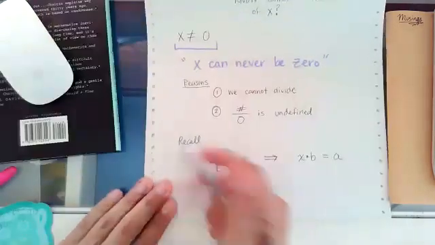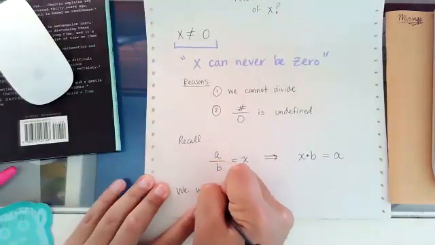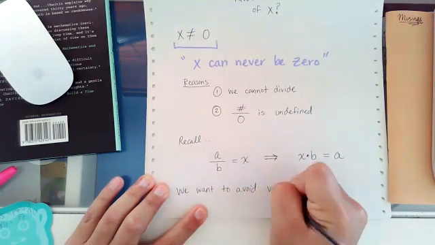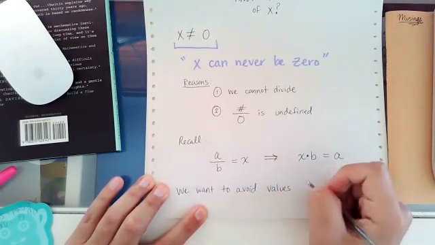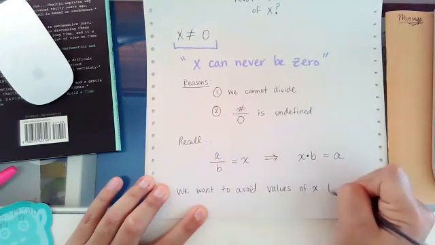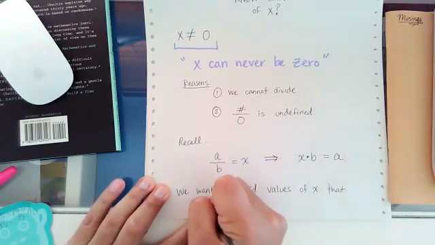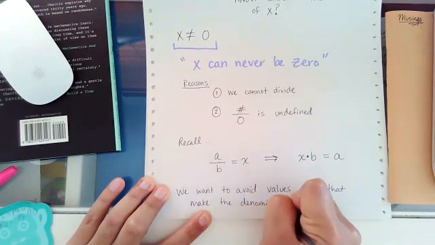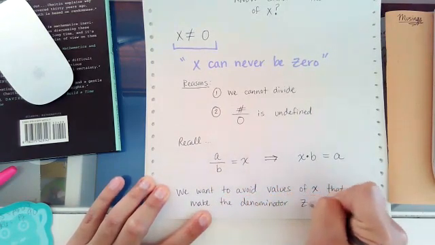Okay, so we want to avoid values of x that make the denominator 0.